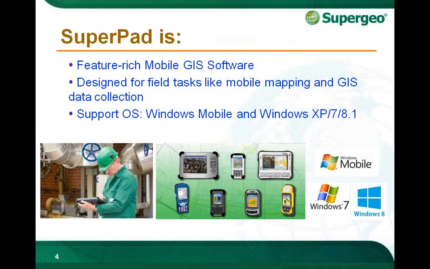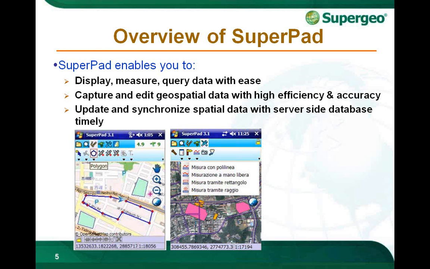SuperPad is a feature-rich mapping software designed for field workers for different kinds of tasks like surveying or data collection. It can work with many kinds of handheld devices like Windows Mobile powered PDAs and Windows 7 or 8.1 tablets. With SuperPad, you are able to display, measure, and query data easily. You may also capture and edit your data with efficiency and accuracy. We provide another function for you to update the spatial data from the field to the database via the server in the cloud.